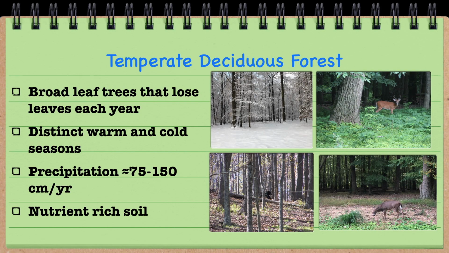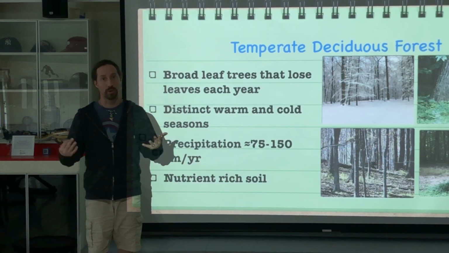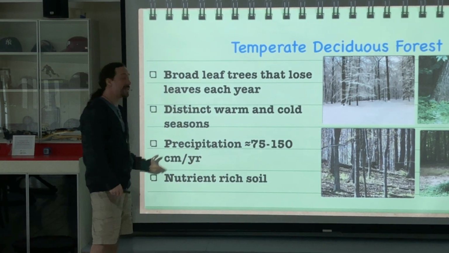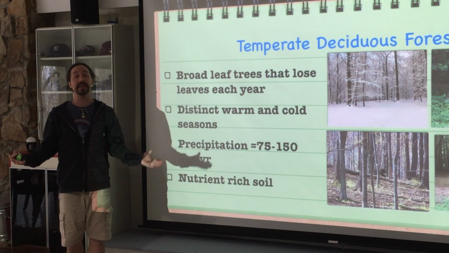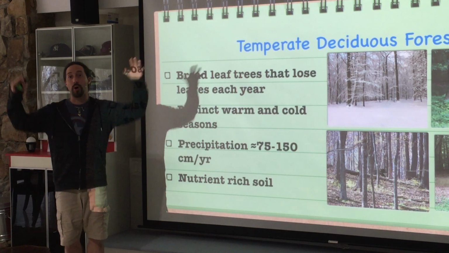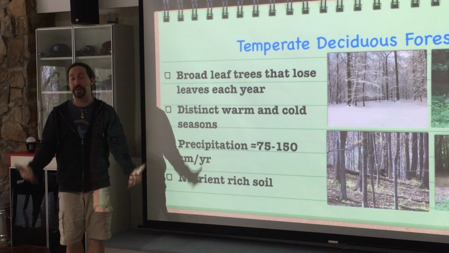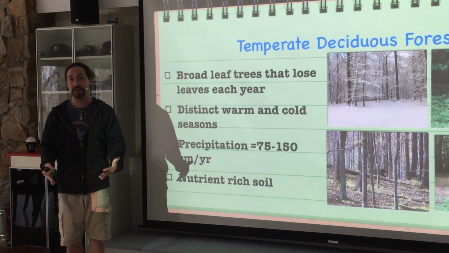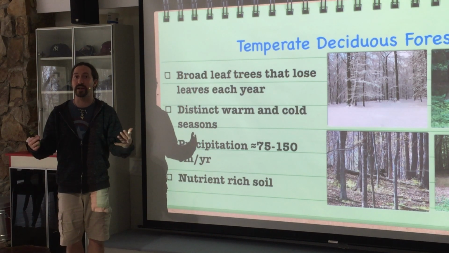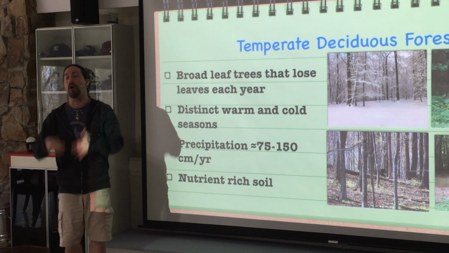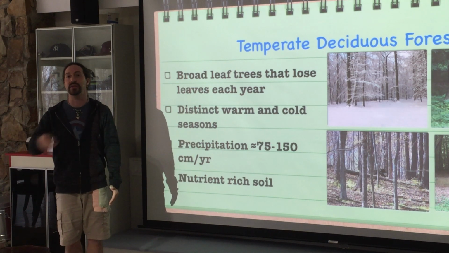Precipitation, though, is much higher. You'll notice now we have gotten to about 75 to 150 centimeters of rainfall each year. That's a lot more than what you had in the coniferous forest. That's a lot more than what you had in the taiga and in the tundra, and much, much more than what you had in the polar regions. The soil is typically nutrient rich. The reason it's typically nutrient rich is because all that leaf litter that those plants are dropping is going to decompose and go back into the soil. And so a lot of the nutrients that the trees took from the soil are returned to the soil every single season.